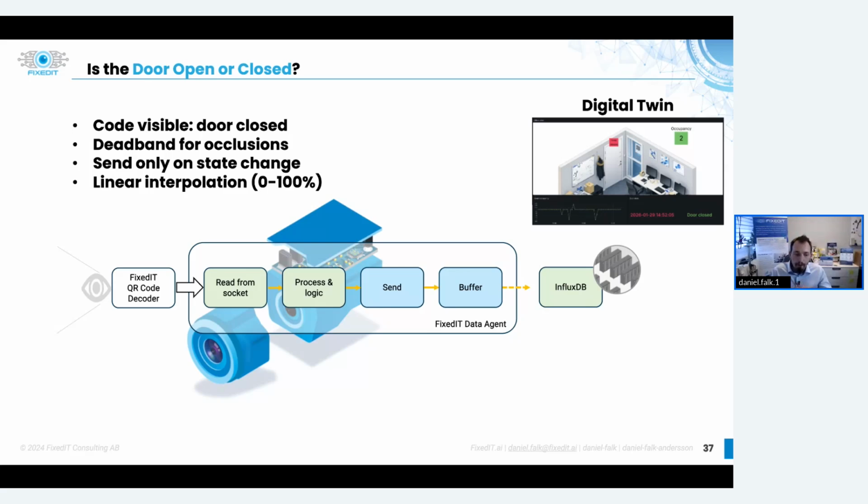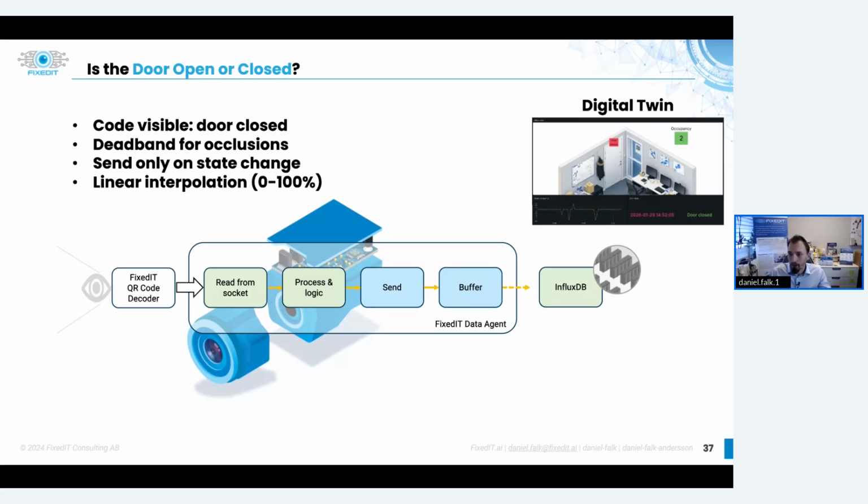So moving into the digital twin, where we have: is the door open or is the door closed? What we did here was to use the Fixed QR code decoder, which every frame when it detects a code, will send that information to the Fixed data agent. So it's quite a lot of data. It's something like 20 times per second we get information with the QR codes in the frame.